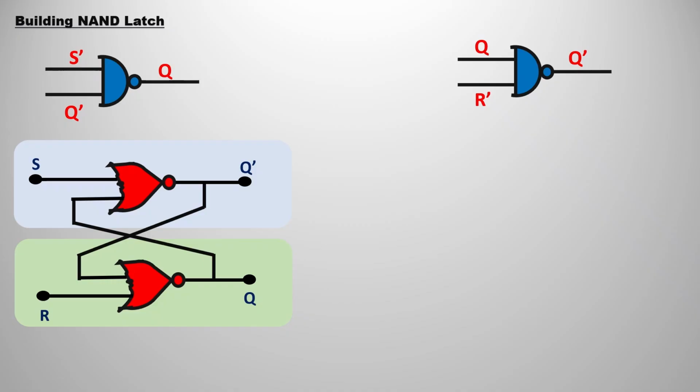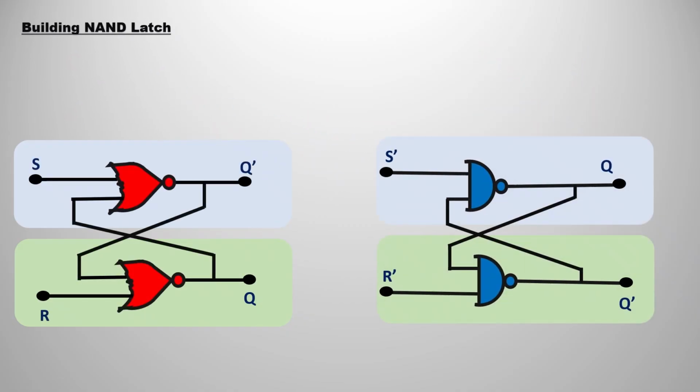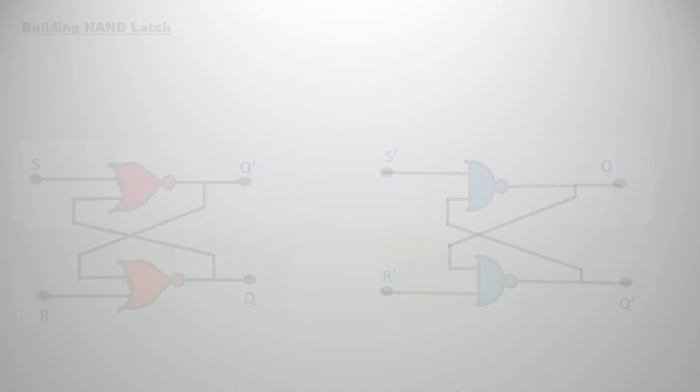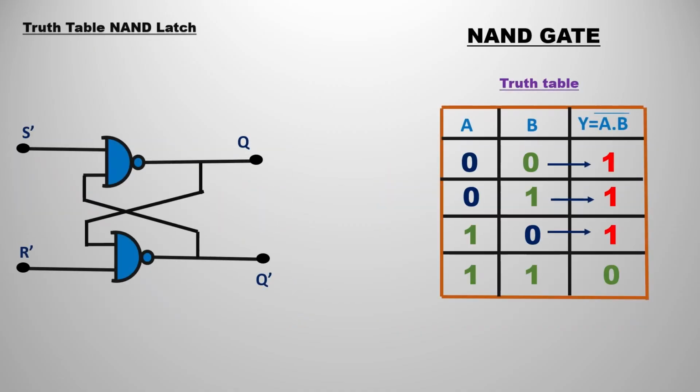I hope you can relate this with the NOR latch. But a very important thing is that the inputs here are not in true form but in complemented form, that is S bar and R bar. For your understanding I have done it separately, but both are the same. If you observe both the NOR latch and the NAND latch, there are some similarities. But here the inputs are S bar and R bar. These are known as active low inputs, and the outputs are as they are, that is Q and Q bar. Finally we have obtained the NAND latch.